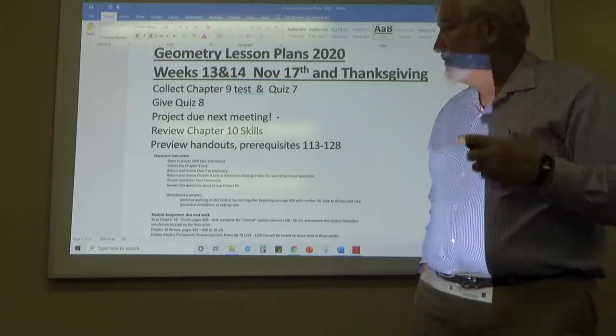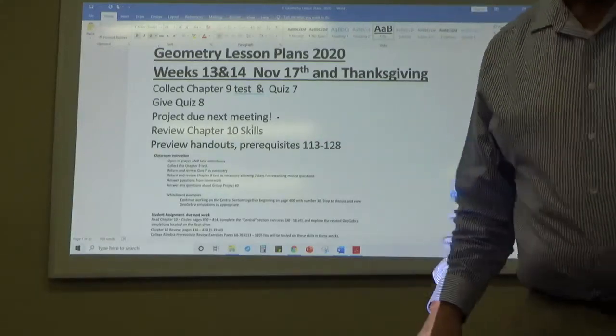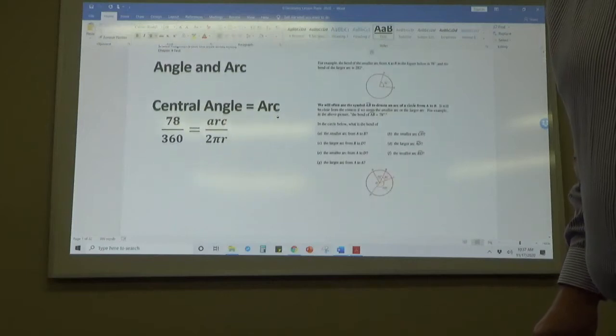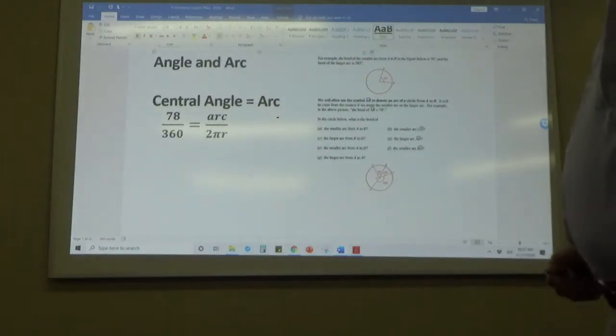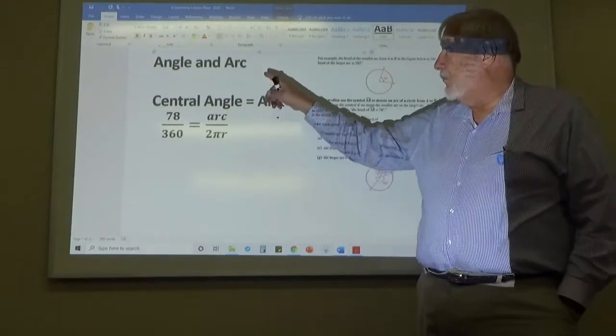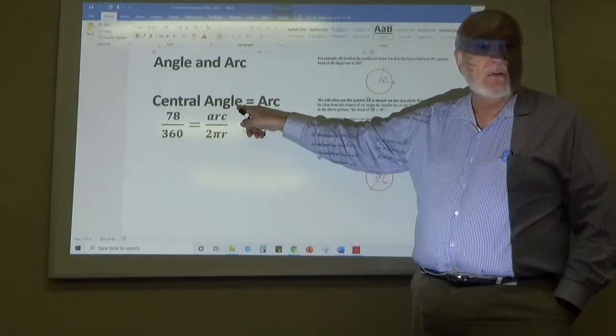So this is going to be a little bit more fun, and I've tried to get the things from the test of that chapter here. This is for your notes. If you would, get out a page for some notes, and we're going to talk about angles and arcs and a central angle. I'm going to explain that.